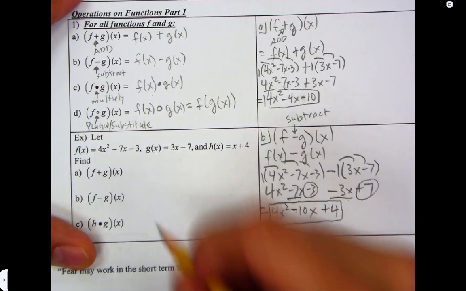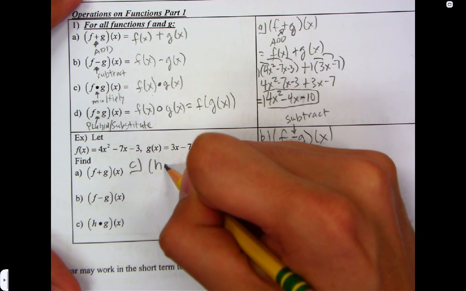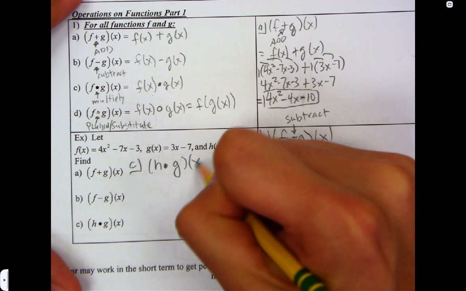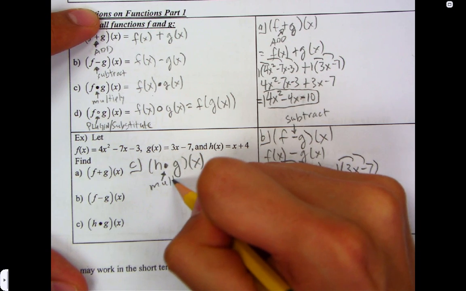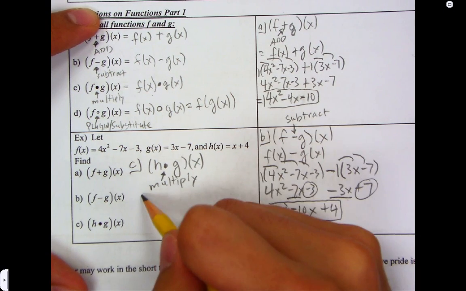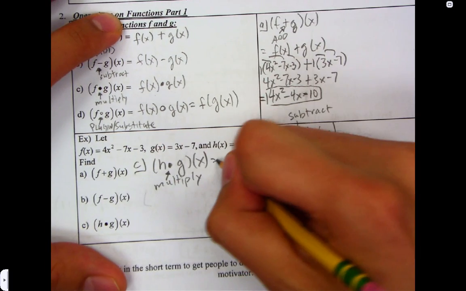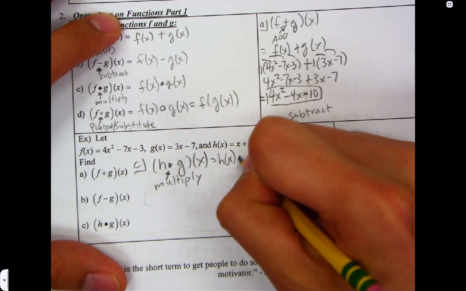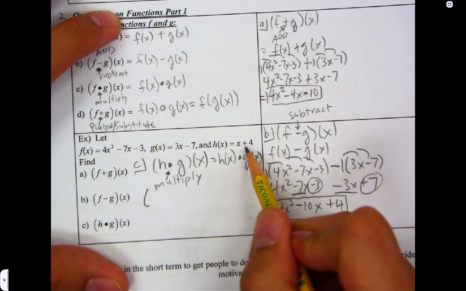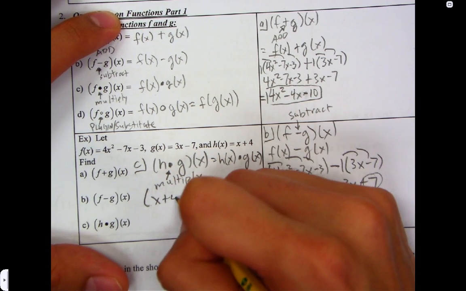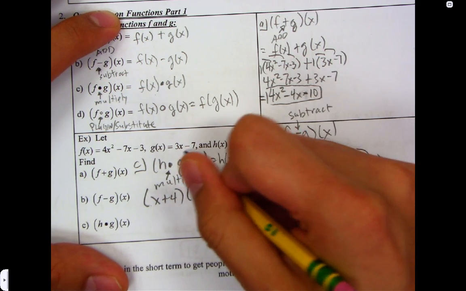And last one, C. I'll write it right here. H times g of x. Right here, closed dot means multiply. So first I'll write what it means. H of x times g of x. H of x is right here, x plus 4. I'm going to write that, x plus 4. And g of x is 3x minus 7, right there.